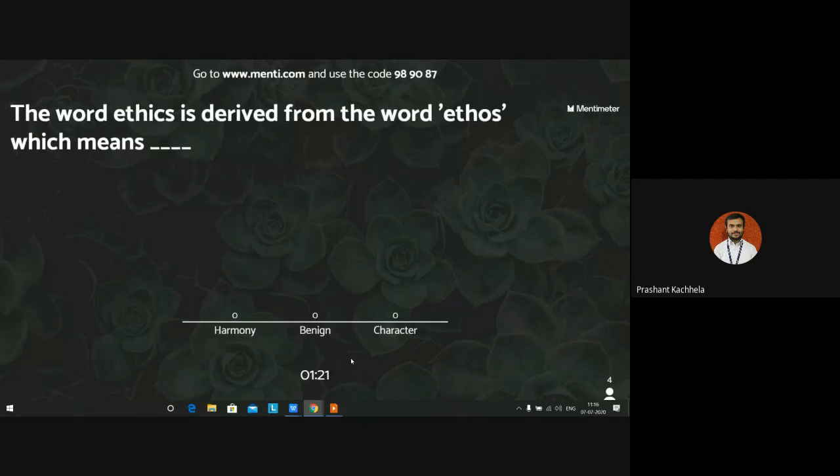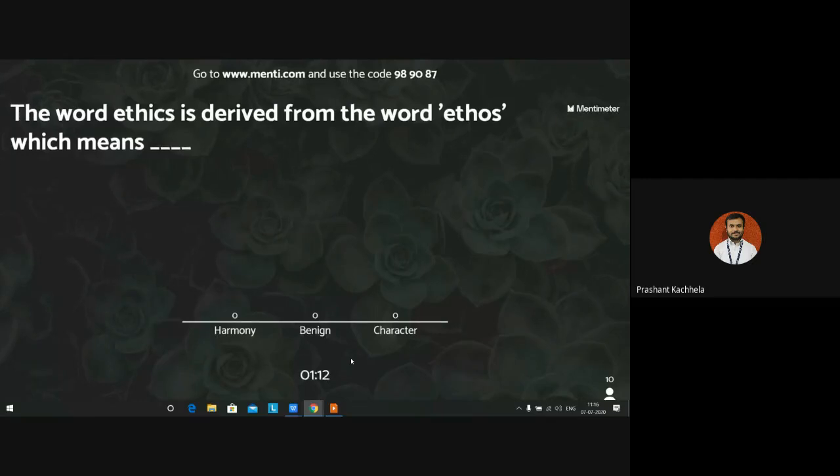The question is, the word ethics is derived from the word ethos, which means what? You are having three options: harmony, meaning, and character. What do you consider as the appropriate answer? So far, 15 people responded. The clock already started. You are having only 1 minute now.